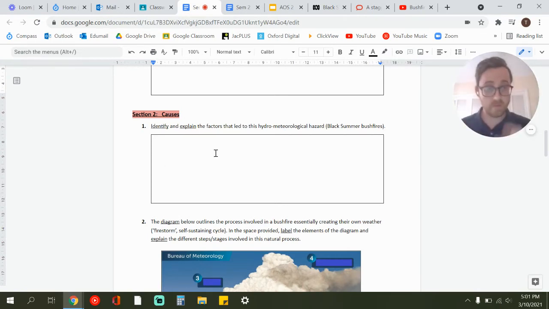So identify the specific causes. Don't just say the fire started. Don't give me one cause. There are causes, plural, and explain how they created a bushfire. And that's going to connect nicely into the second question in section 2.